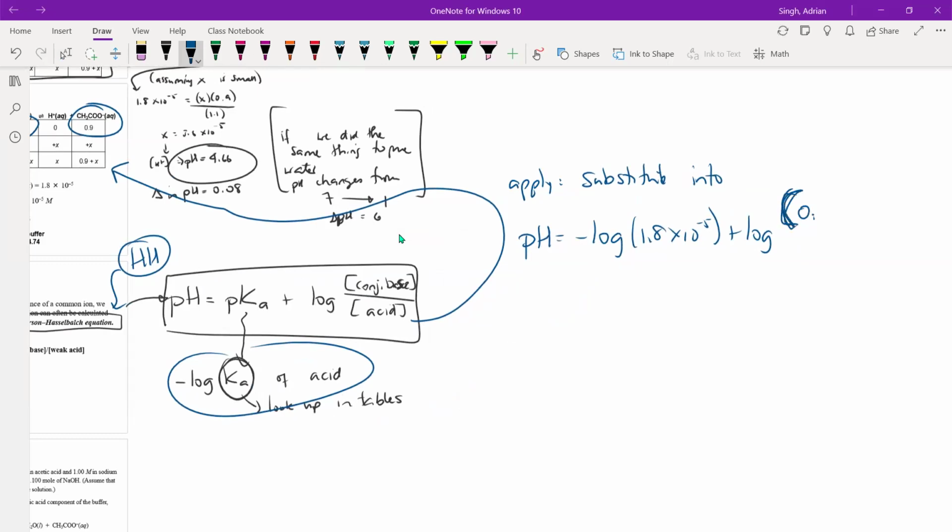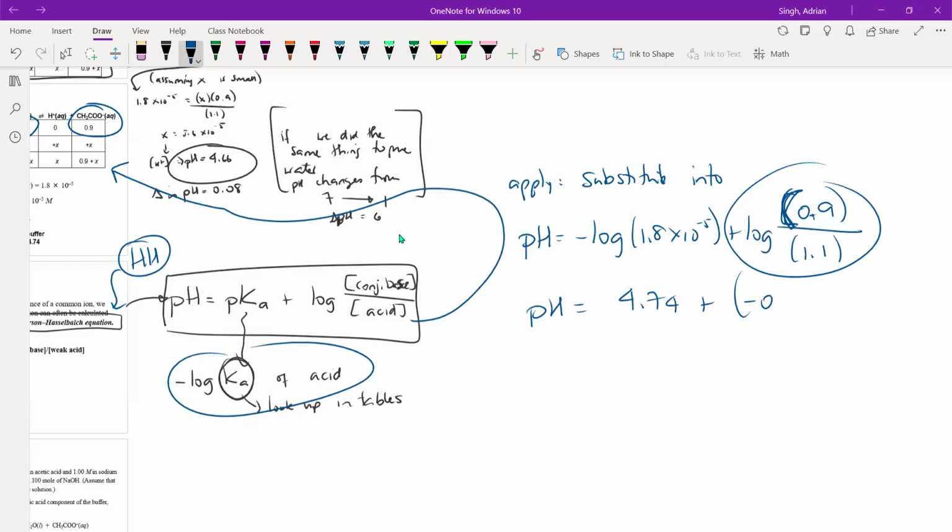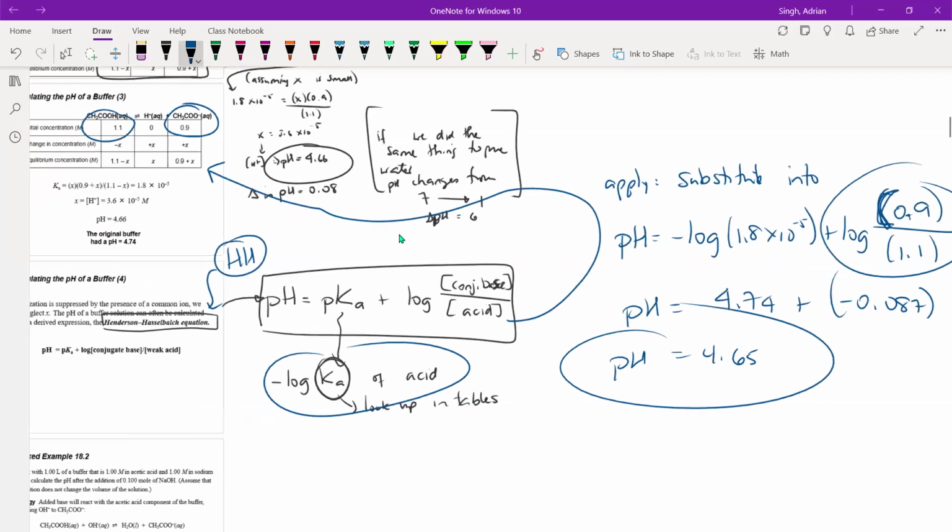This is not square brackets here, this is just the number. So 0.9 divided by 1.1. If you stick this in your calculator, you'll see the negative log of 1.8 times 10 to the minus 5 is 4.74, plus, when we evaluate this entire thing here, negative 0.087. That gives 4.65 as our pH. Very, almost identical to the 4.66 that we solved up here. The difference of 0.01 is just due to rounding errors.